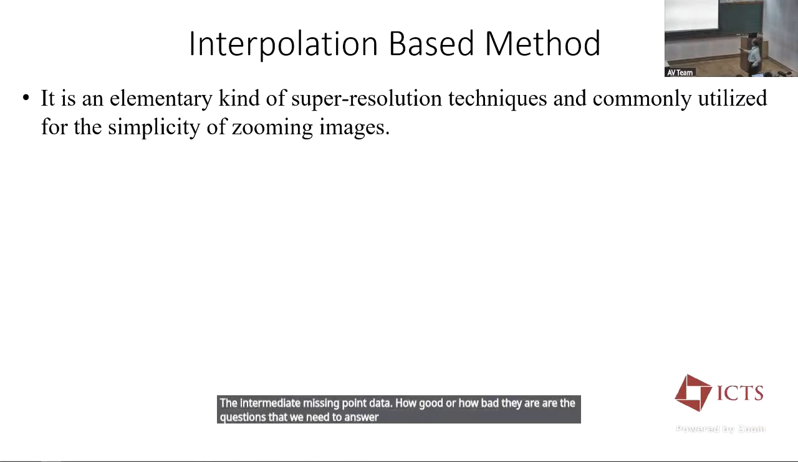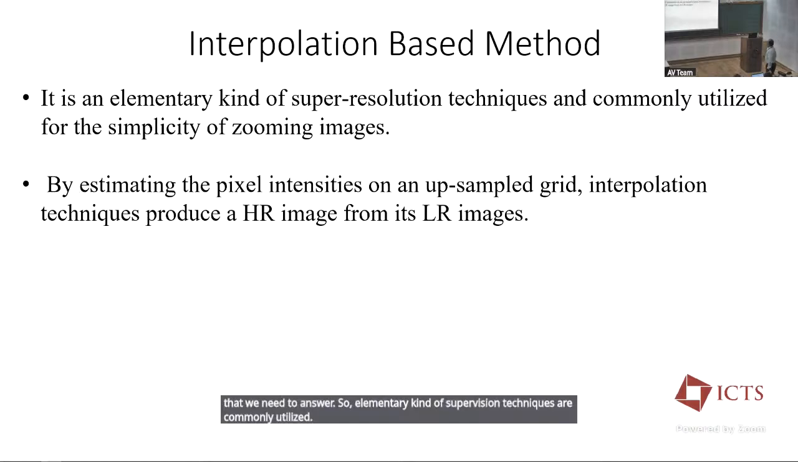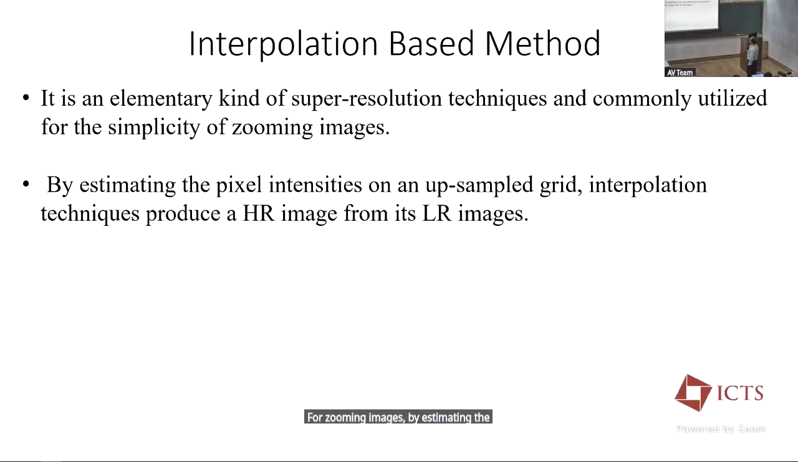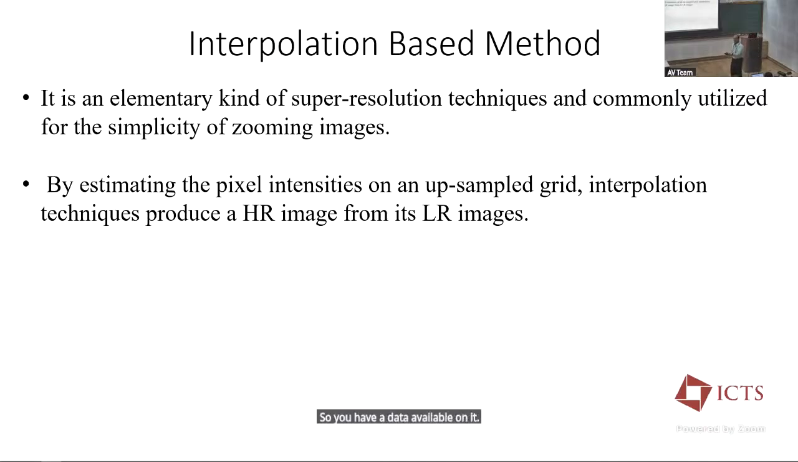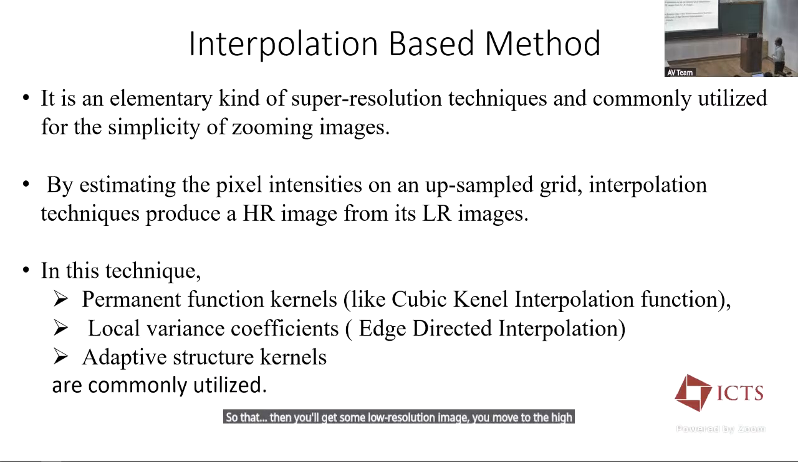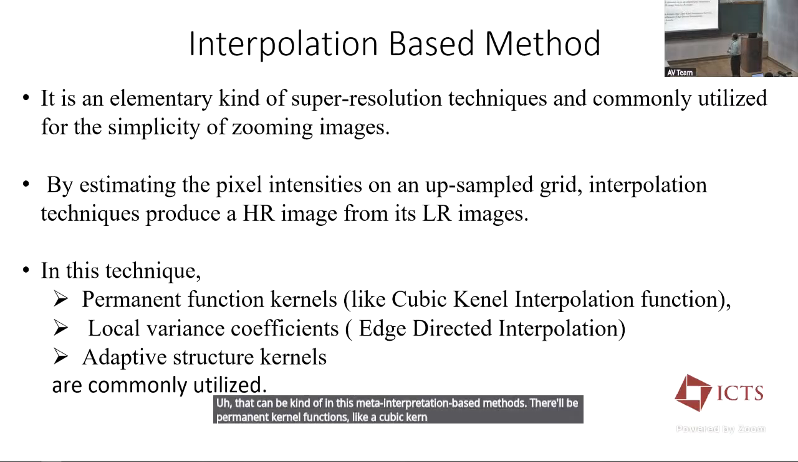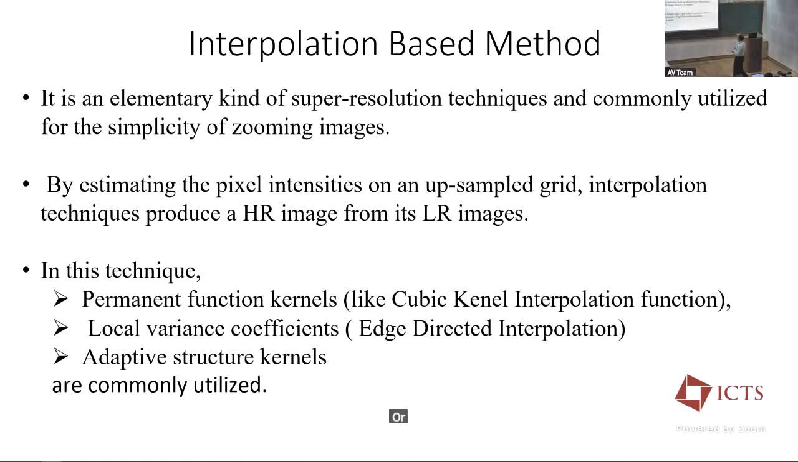Elementary kind of super resolution techniques are commonly utilized for zooming images by estimating the pixel intensities on an upsampled grid. You have a low resolution grid with data available on it, and you use interpolation to upsample it to the high resolution grid. Then from a low resolution image, you move to the high resolution image. In interpolation-based methods, there can be kernel functions like cubic kernel functions or local variance coefficients.